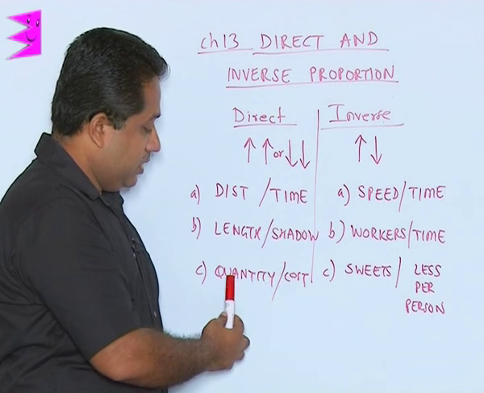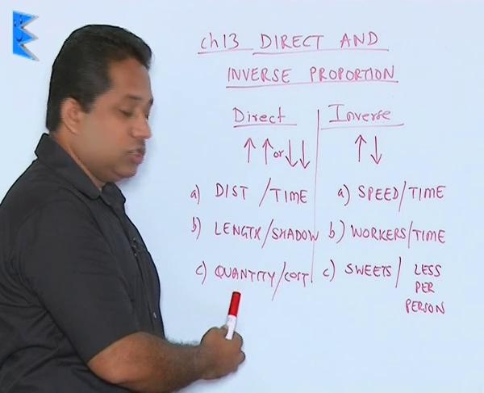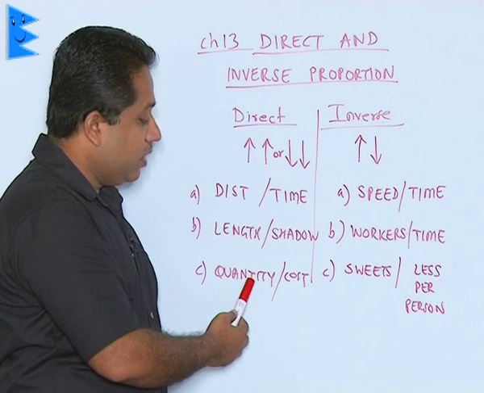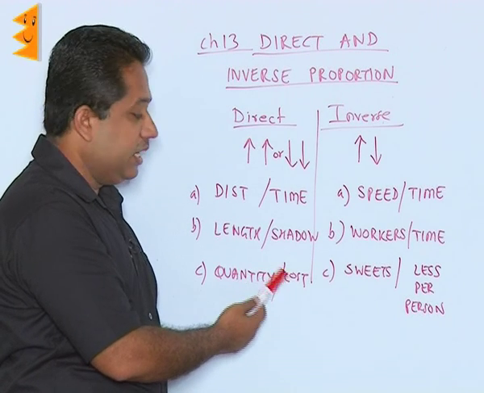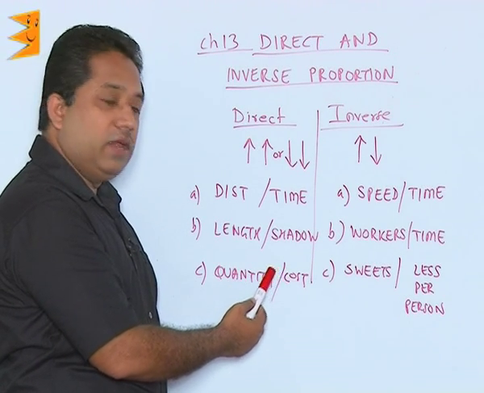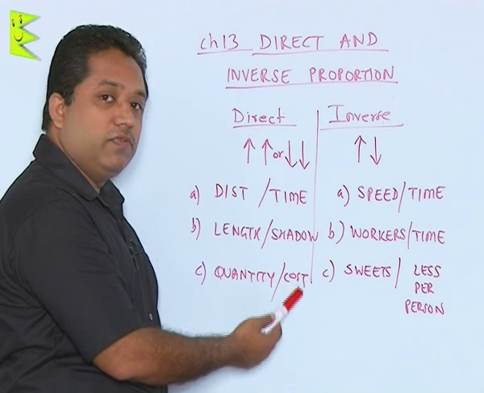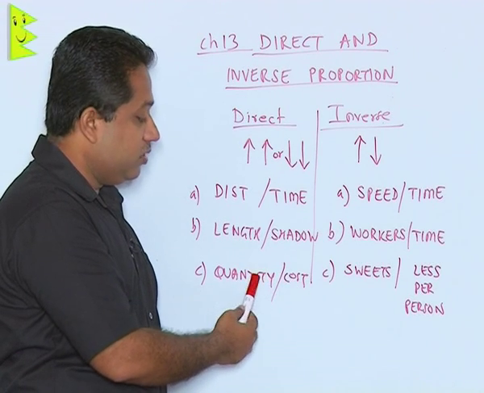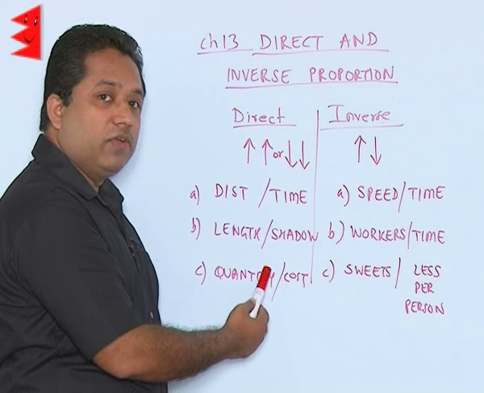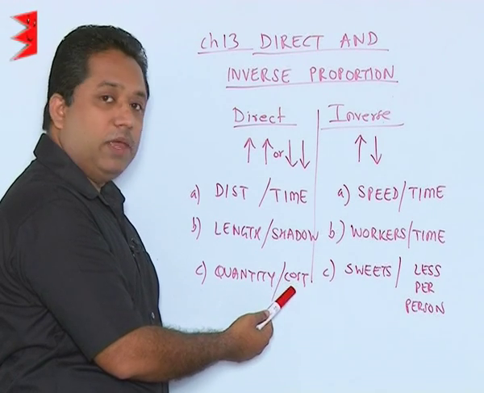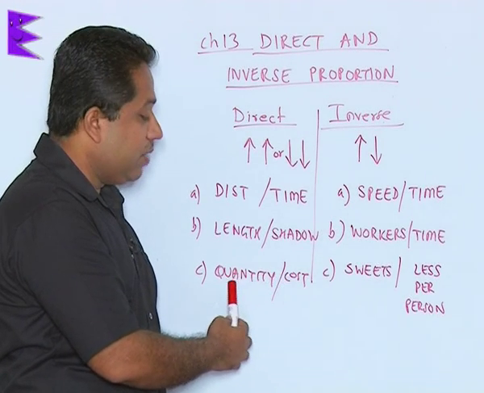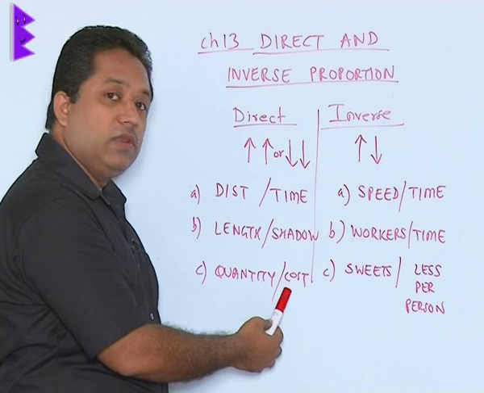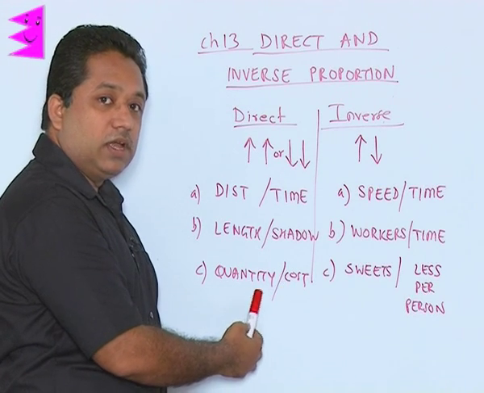Next is quantity and cost. Suppose I want to buy one notebook and it is costing me 10 rupees. If I buy 5 notebooks, then it will cost me 50 rupees. The more the quantity, the more the cost. If I want to buy more, I will have to pay more. It is not possible that I am buying 100 notebooks and I will get a lower cost than for one.